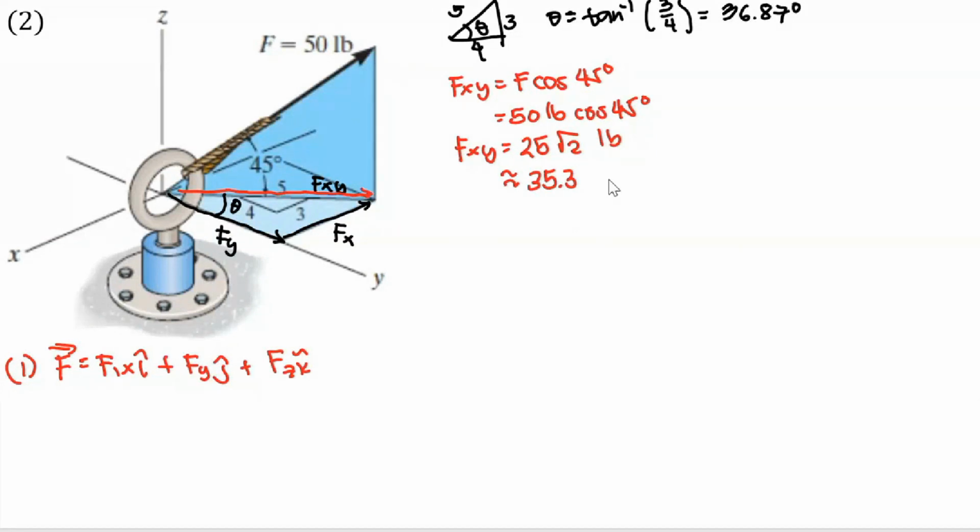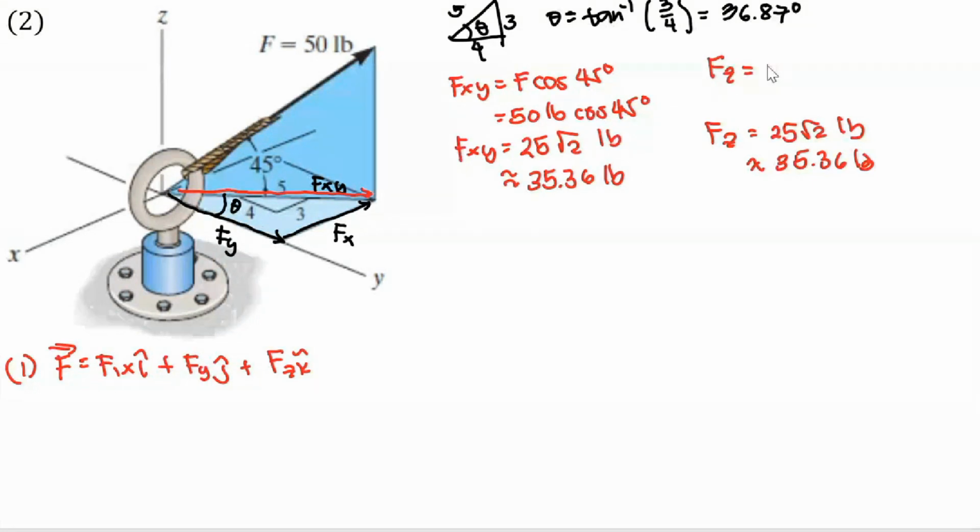35.36. Tama ba ako narinig? Yes, ma'am. Okay, 35.36 pound. Now, that is for fxy. Actually, this is also the answer for fz, since it is 45 degrees. Am I right? fz then is 25 square root of 2 pound or roughly 35.36 pound. Tama ba? Yes, ma'am. Okay, kasi si fz, okay.